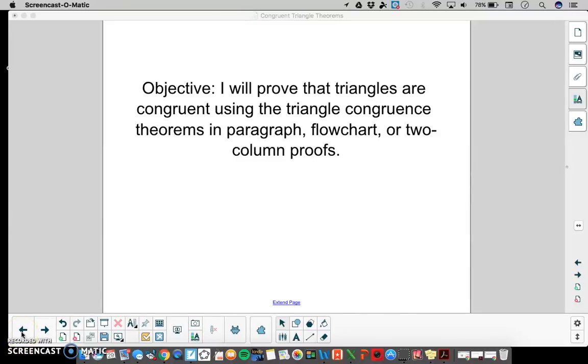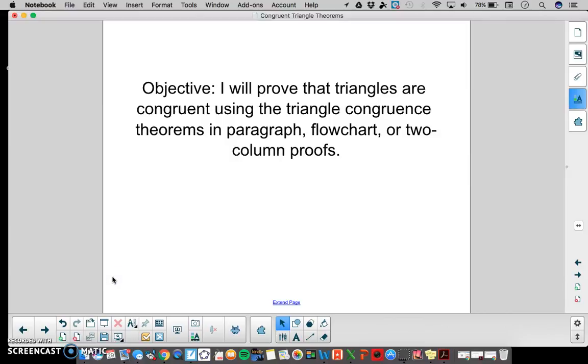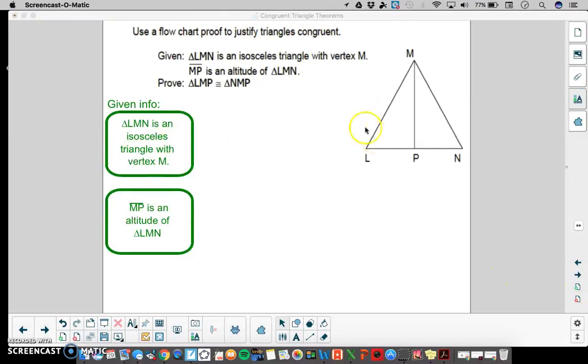In this video, we're going to prove that triangles are congruent using the triangle congruence theorems in paragraph, flowchart, or two-column proofs. So I have a couple of examples. This first example, we're using a flowchart proof to justify these triangles are congruent. So we're trying to prove that triangle LMP, so this triangle on the left-hand side, is congruent to triangle NMP.